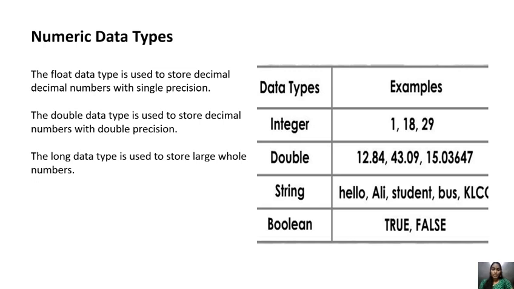So let's see some examples of storing data types. For integer, we can store integer values like 1, 18, 29. For double, we can store decimal numbers such as 12.84, 43.09, etc. In string, we can store a sequence of characters such as hello, student, number, bus, anything which is a sequence of characters. In Boolean, we can store either true or false, like 0 or 1.